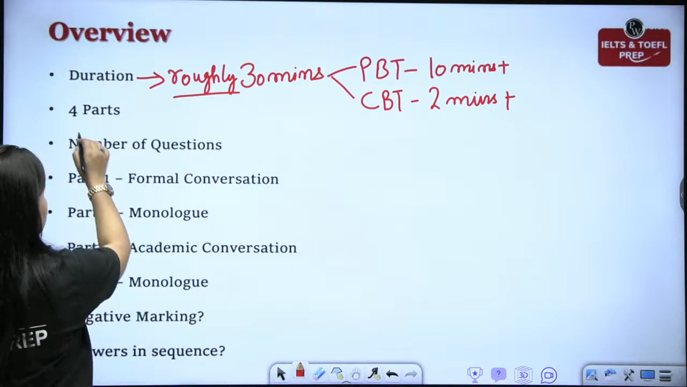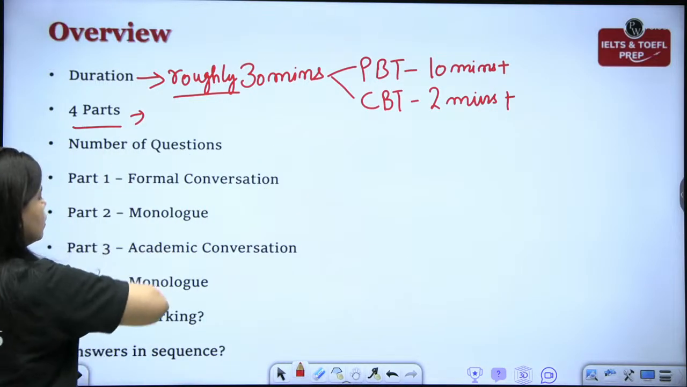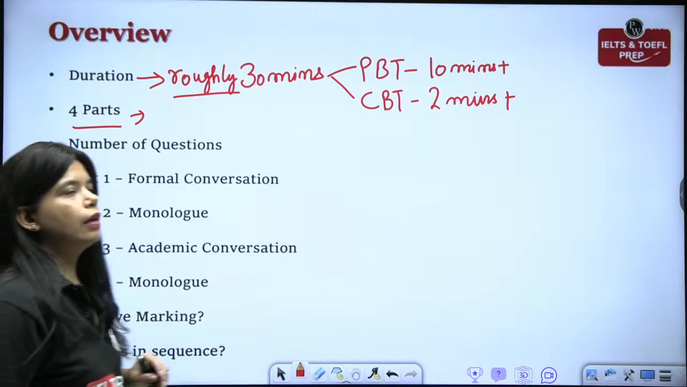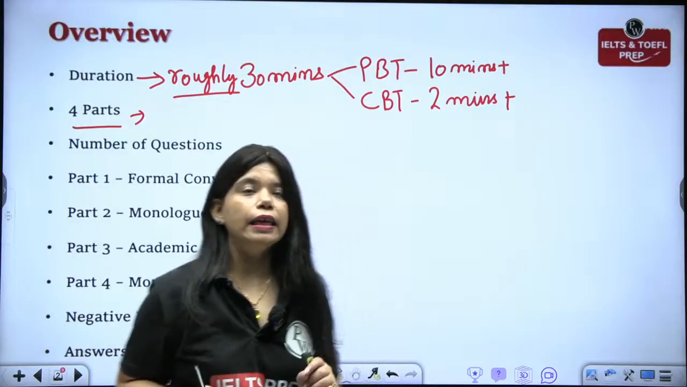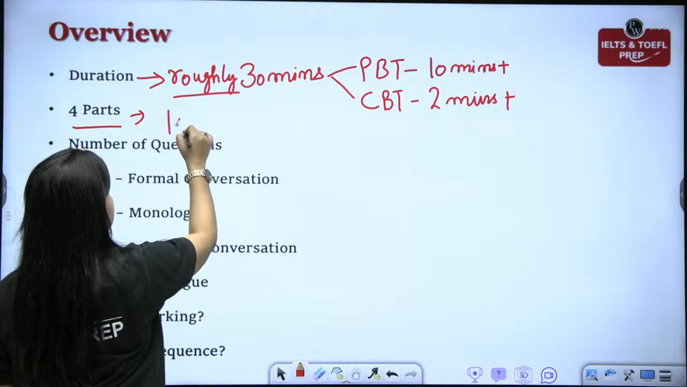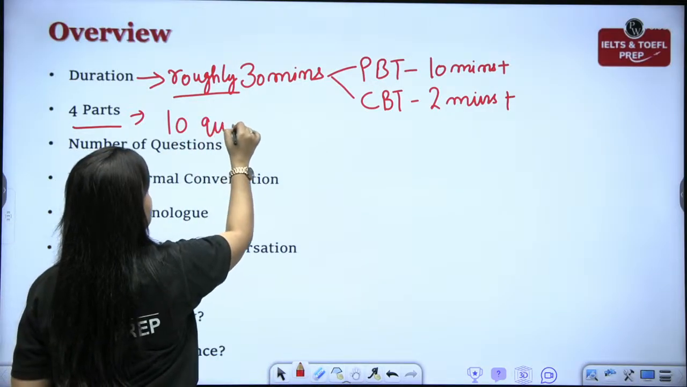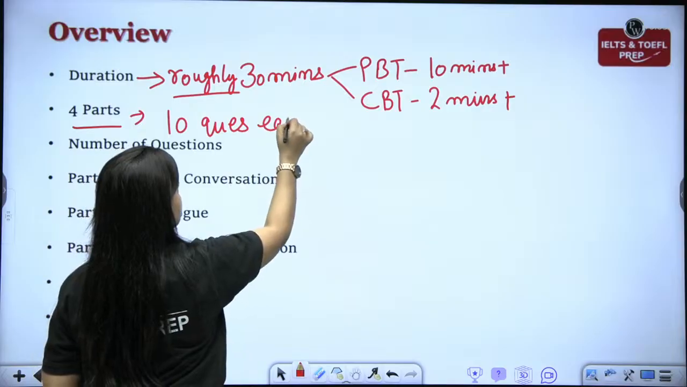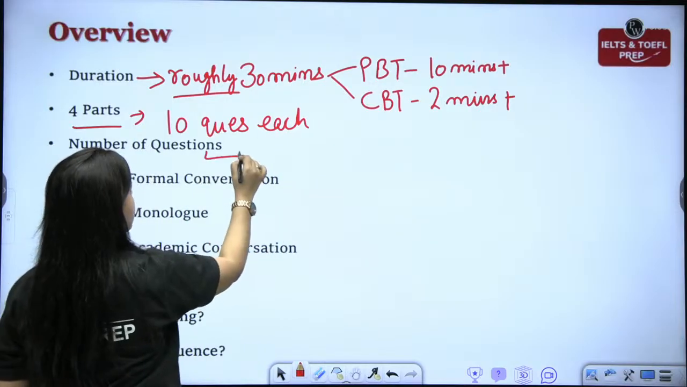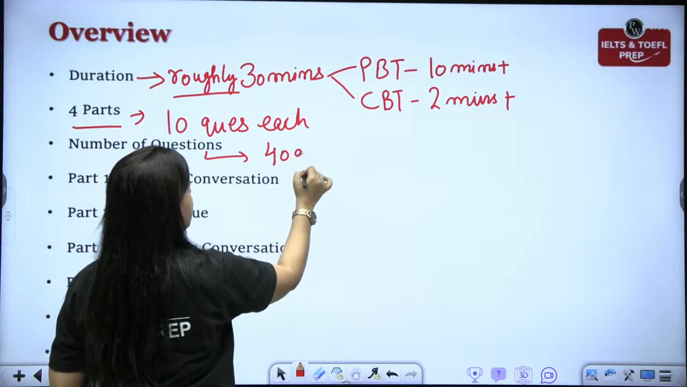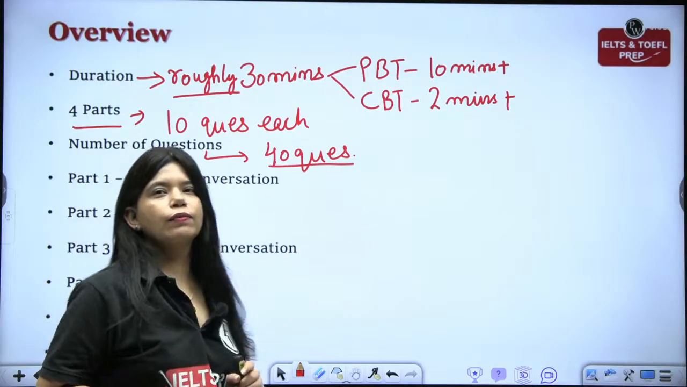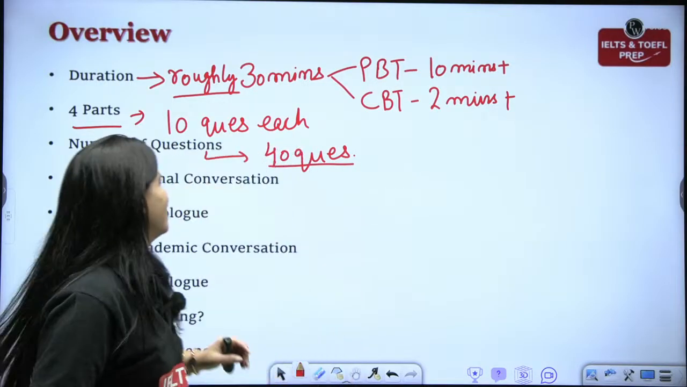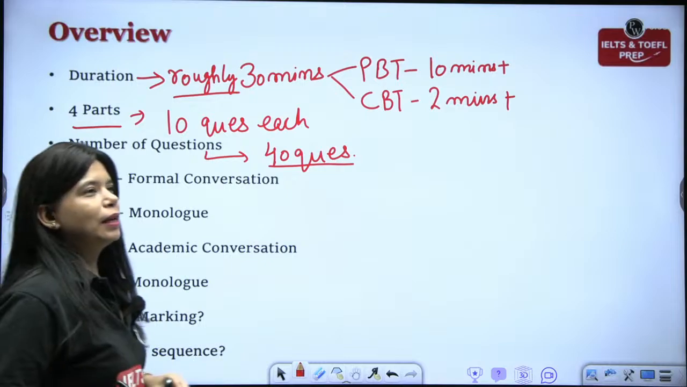And coming to number of parts, like it's already written over here, the listening module is divided in 4 parts. And each part contains how many questions? 10 questions each. So a total of 40 questions you will be answering in a span of 30 long minutes. You'll have to maintain your pace with the audio, right? Now, what to expect in each of the parts?